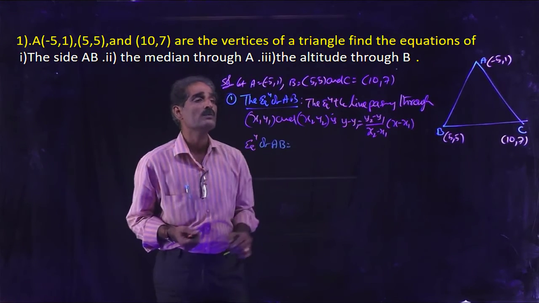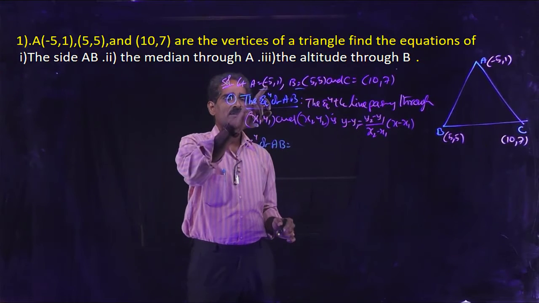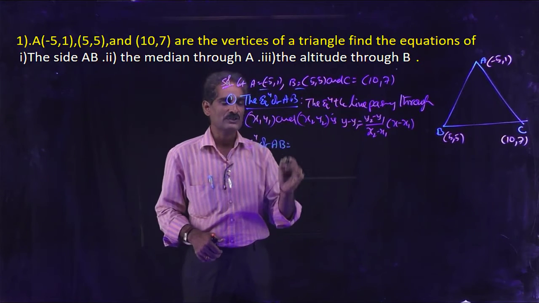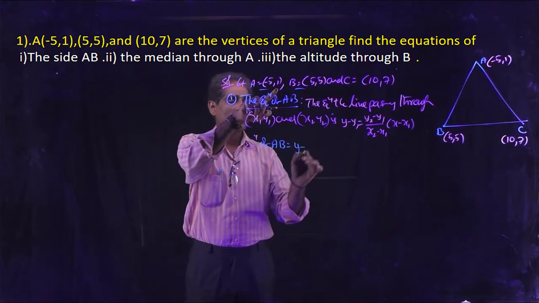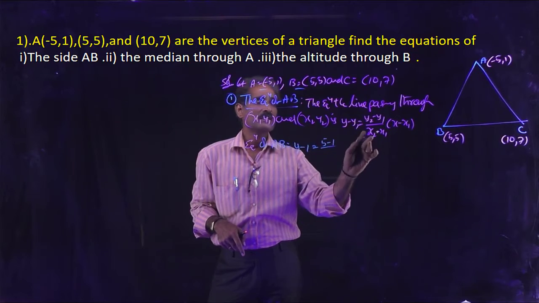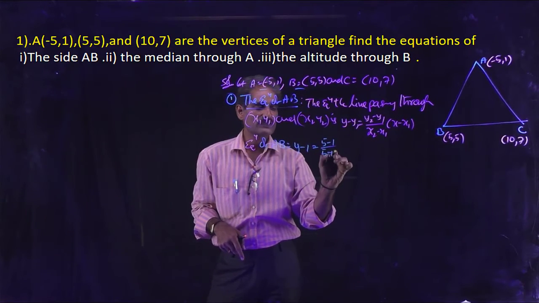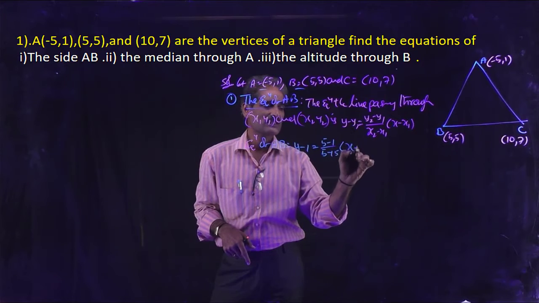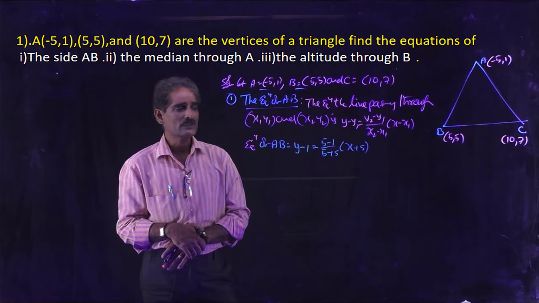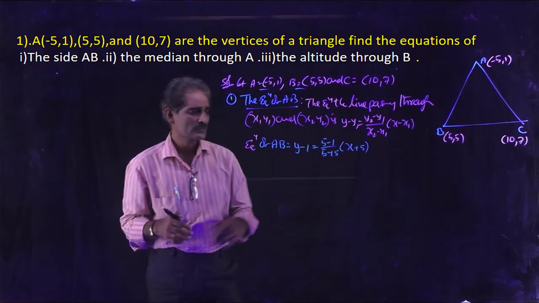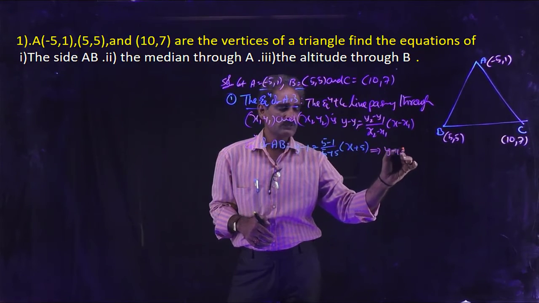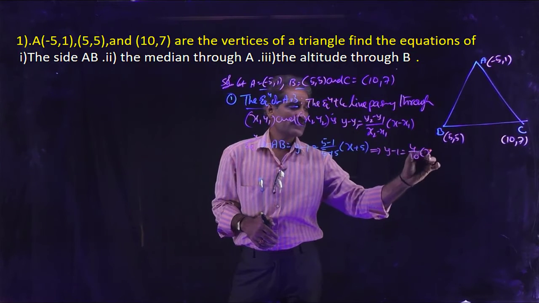So the equation of AB: take these two points, consider this as (x1, y1) and this as (x2, y2). Now substitute in this equation: y minus y1 is equal to (y2 minus y1) by (x2 minus x1) into (x minus x1). That means (5 minus 1) by (5 minus (minus 5)) into (x plus 5). Just simplify it. It gives the equation of AB by using the two-point form. So y minus 1 is equal to 4 by 10 into (x plus 5).